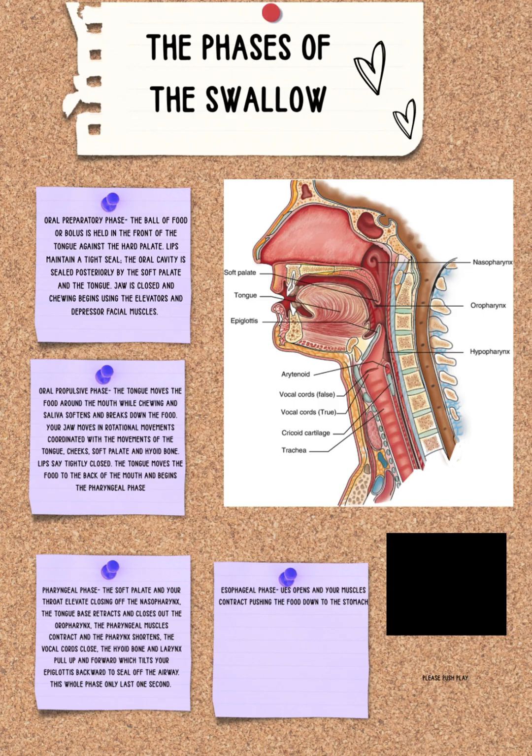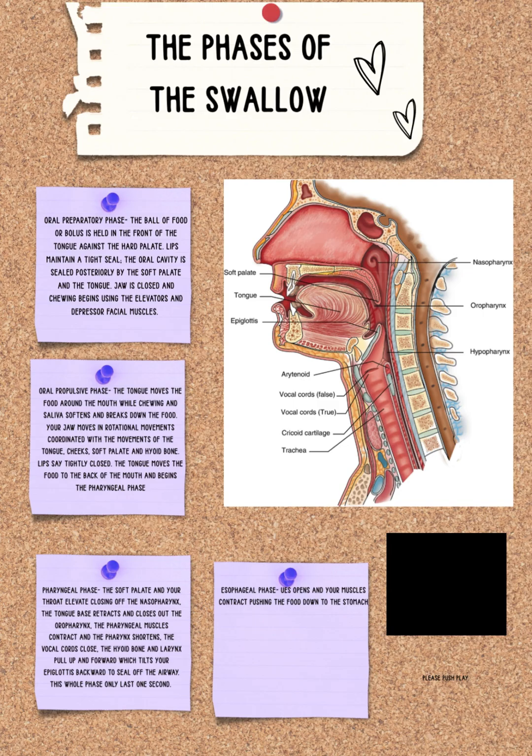And then after you've gotten your food all chewed up and you're ready to swallow, your tongue moves it to the back of your mouth, and this starts the pharyngeal stage. So in this stage, the soft palate in your throat elevates, which closes off the nasopharynx. The tongue base retracts in the front and closes off the rest of your oral cavity. And then the pharyngeal muscles contract and the pharynx shortens.